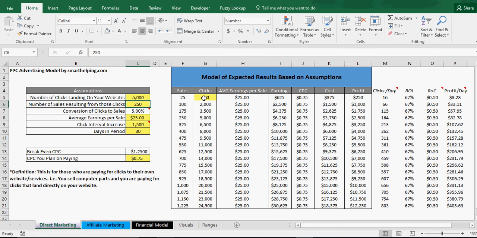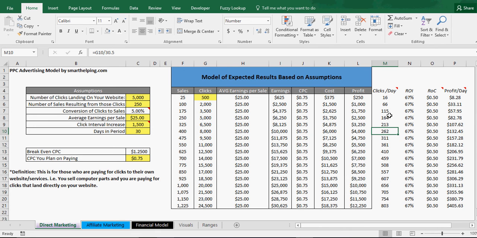And so this is saying, if you were to buy 8,000 clicks based on these margins and conversion percentages, you're going to have 400 sales, and from those 400 sales you're going to make $10,000. It's going to cost you 6,000 in clicks. Your net profit therefore is 4,000. You're getting 262 clicks per day.